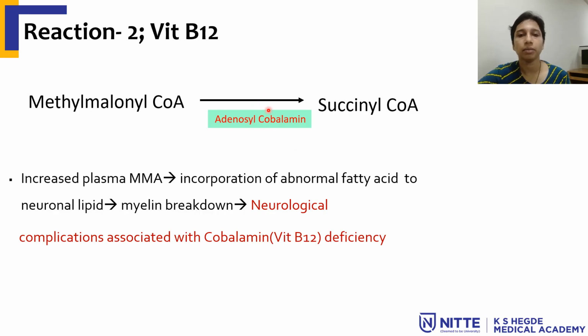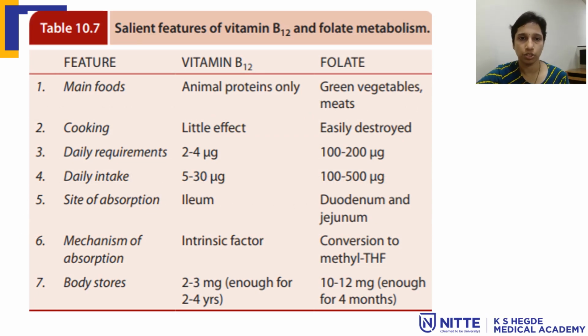So whenever there is vitamin B12 deficiency, there is accumulation of this methylmalonyl CoA. So that will be incorporated into neuronal lipid. So that causes myelin breakdown, leading to neurologic complication which is associated with vitamin B12. So there is no neurologic deficit associated with folic acid deficiency. So this is only seen in vitamin B12 deficiency. So this methylmalonic acid will be increased in serum whenever we do serum investigation.